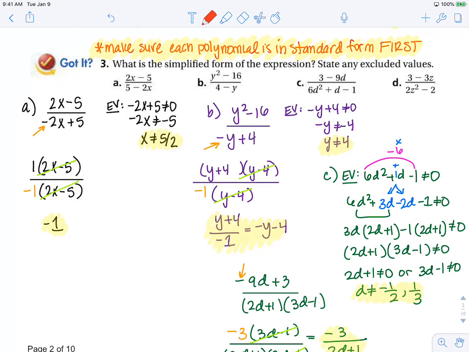So here's another one you can try on your own. For your excluded values, z cannot equal positive or negative 1, and your answer is negative 3 over 2 times z plus 1. So go ahead and try that one for practice and see if you can get that answer.